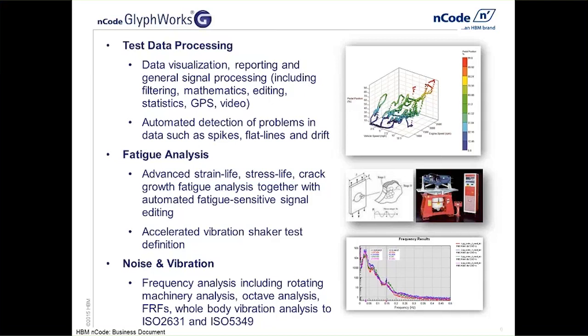Even, you can record a GPS channel with your data as well, and see how the characteristics of your accelerations or strains or whatever you're recording change. Not only how they happen in time, but you can tie it together with GPS as well to see how it happens spatially as well as in time. We also have automated detection tools that'll allow you to highlight spikes and flat lines and drift and any other sort of anomalies that you might find in data.